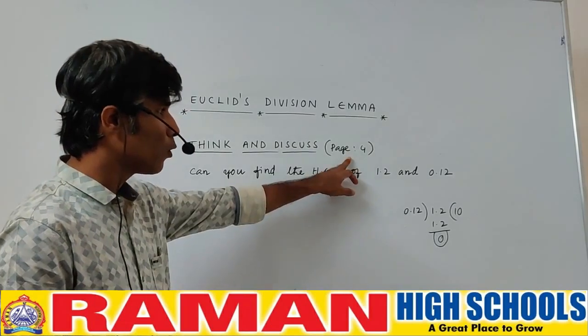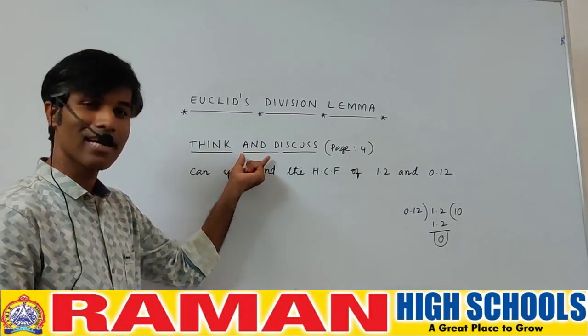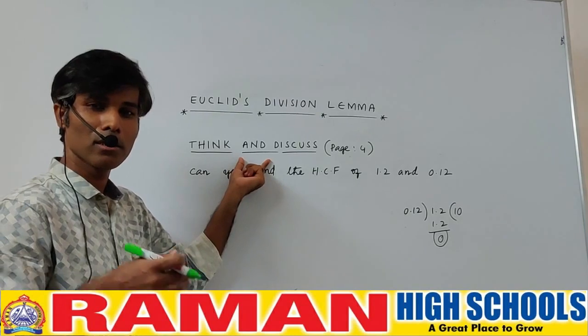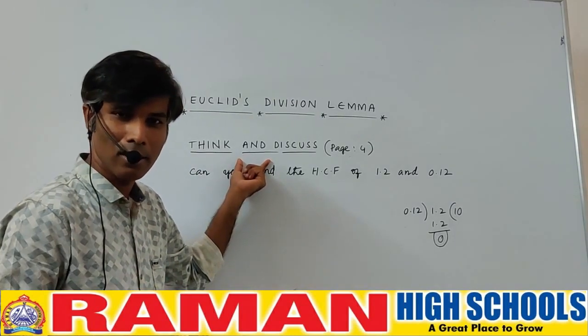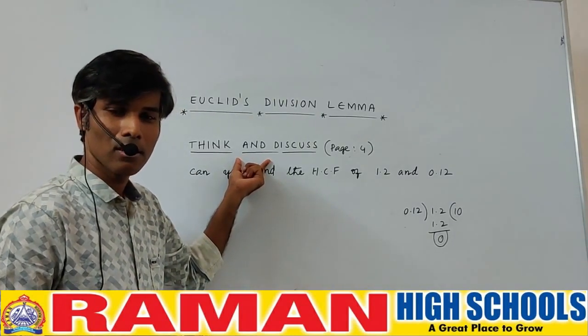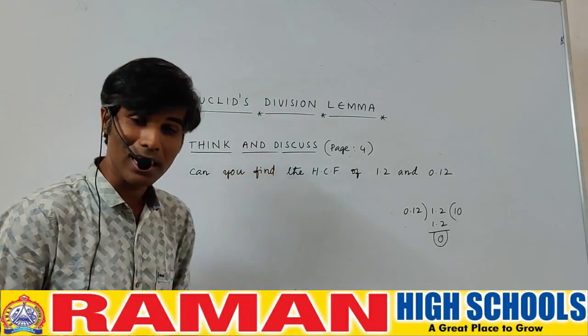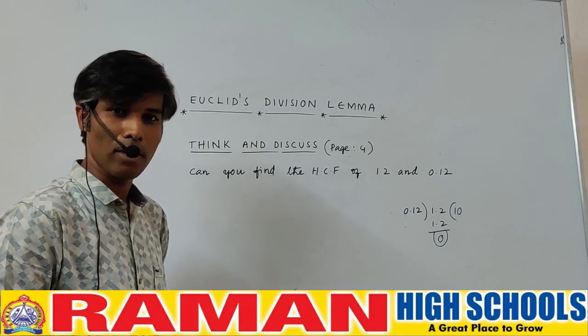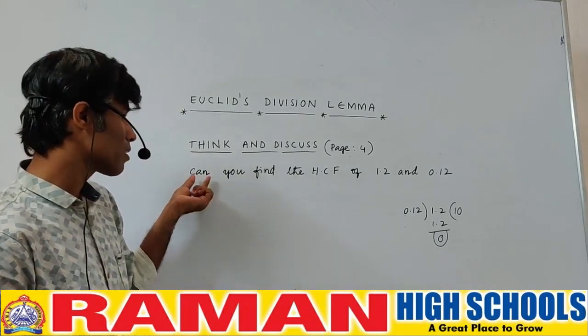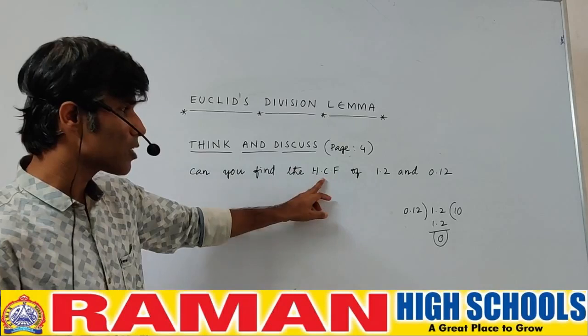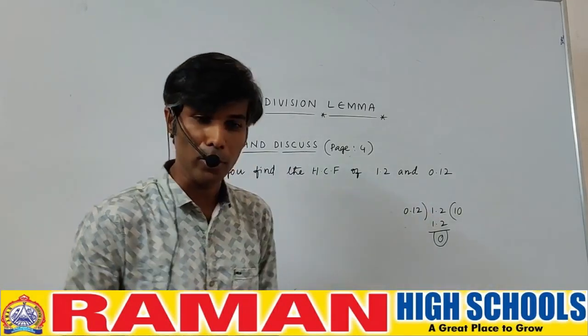In page number 4, you have a think and discuss. Actually, this you have to think and discuss with your friends. But this is the first chapter that I am explaining now. That's what I want to say, how to think and discuss this type of problems. Here the problem is, can you find the HCF of 1.2 and 0.12?